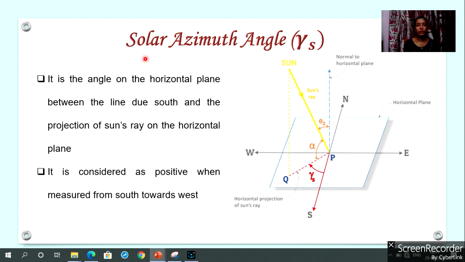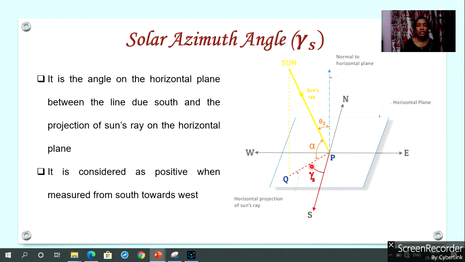The next angle is the solar azimuth angle gamma s. It is shown here. The solar azimuth angle gamma s is the angle between the line due south and the projection of the sun's ray on the horizontal plane. We have already drawn this line PQ, the projection of the sun's ray on the horizontal plane. So the angle between this line PQ and the line due south is known as the solar azimuth angle gamma s.